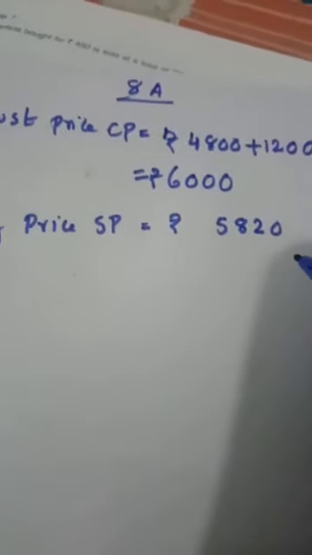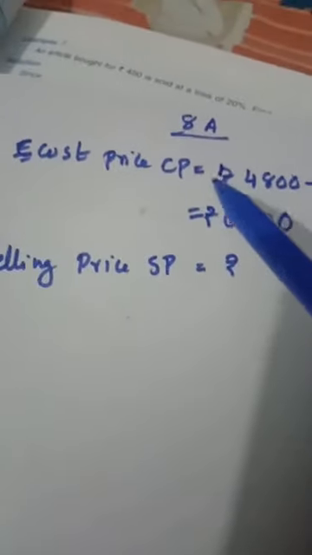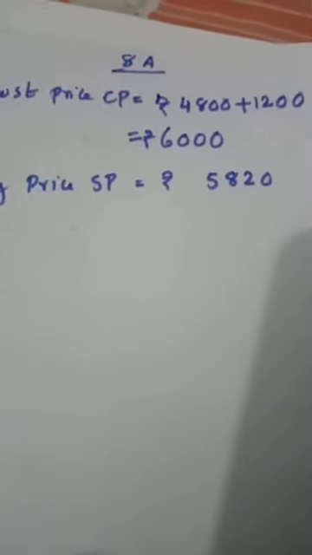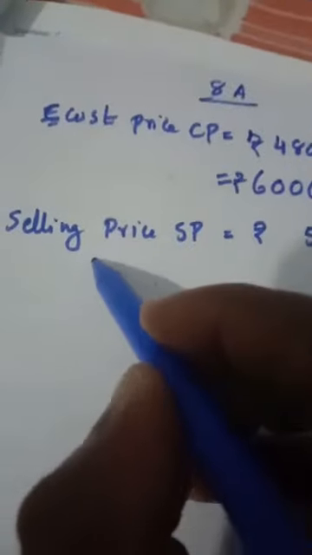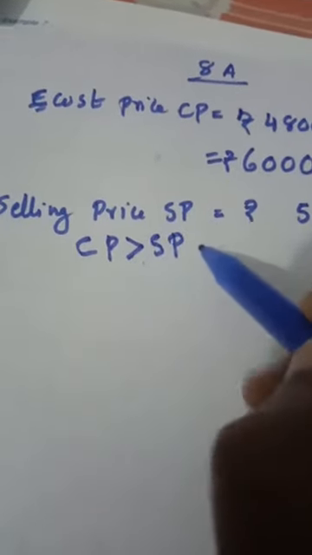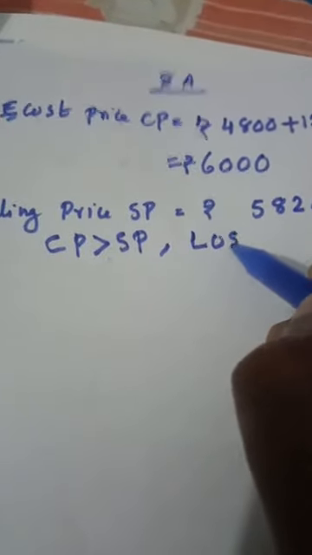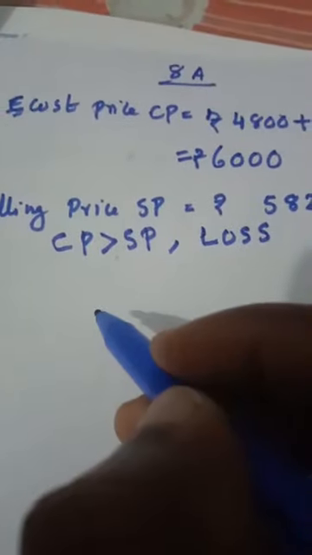Now we want to find the loss or gain. Here, what is it, loss or gain? Cost price is 6,000 and selling price is 5,820. CP is greater than SP. We bought the item for 6,000 and sold it for 5,820. So it is clear that CP is greater than SP, which means the selling price is very less. So there is a loss.